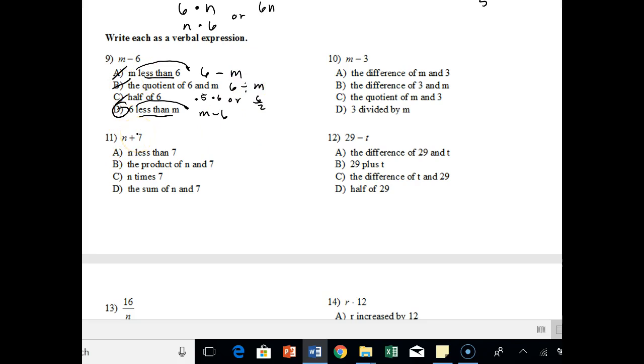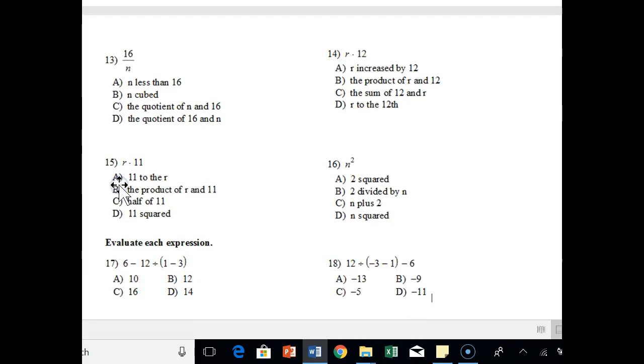Number 11, I got n plus 7. So n less than 7 looks like this. The n goes on the other side of the 7. So it's because of that less than word. So that's 7 minus n. Nope, that's not the answer. The product of n and 7. Well, product means multiplication. So that's n dot 7, n times 7. So that's not it. The sum, oh, that means plus, of n and 7. That's n plus 7. Oh, it has to be my answer.